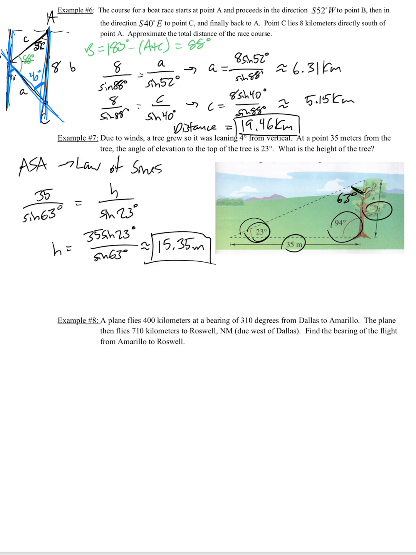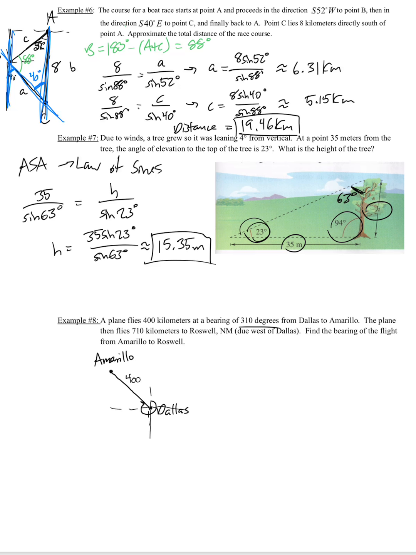So a plane flies 400 kilometers at a bearing of 310 degrees from Dallas to Amarillo. So we're going to start in Dallas. And then it flies 400 kilometers at a bearing of 310 degrees from Dallas to Amarillo. So let's find what that bearing is. 310 degree bearing, that means I'm starting due north, and then I'm rotating clockwise 310 degrees. So I'm going in this direction. And I fly in that direction for 400 kilometers until I get to Amarillo.